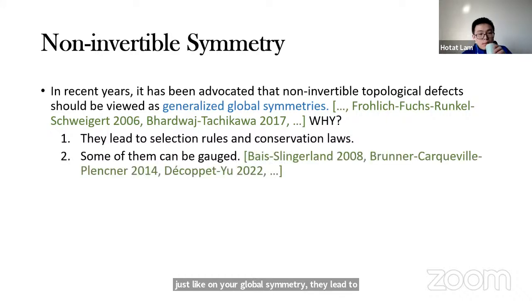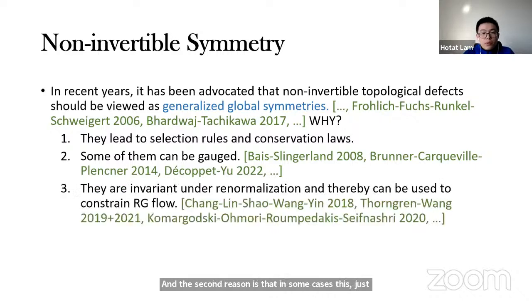The second reason is that in some cases, just like ordinary global symmetries, this global symmetry can be gauged. And the third reason, which is closely related to today's talk, is that these non-invertible topological defects are invariants of renormalization group flow.